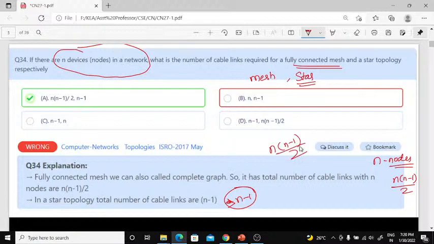So the correct answer is this one. The green indicates the correct answer: n into n minus 1 by 2 for the mesh network, and n minus 1 for the star topology, for n nodes in a network.